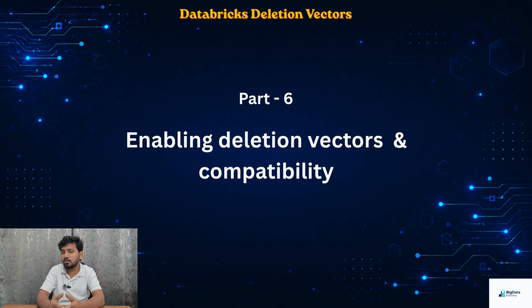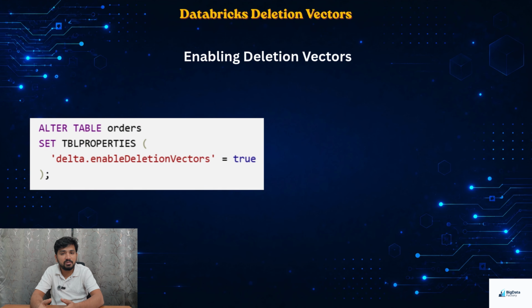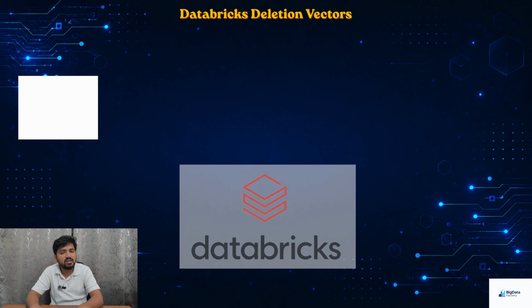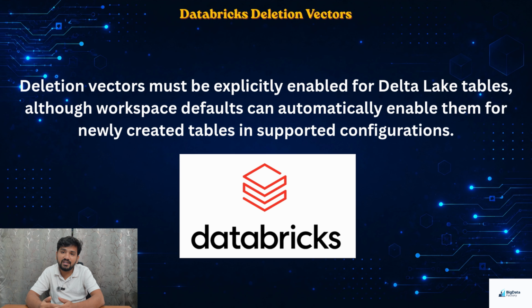So the next part is how to enable deletion vectors, and compatibility. For Delta Lake tables on Databricks, deletion vectors can be enabled using a table property or during table creation. Current Databricks documentation says that deletion vectors must be explicitly enabled for Delta Lake tables, although workspace defaults can automatically enable them for newly created tables in supported configurations. And Apache Iceberg v3 tables on Databricks include deletion vectors by default.